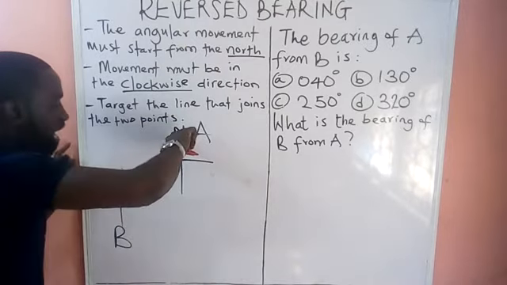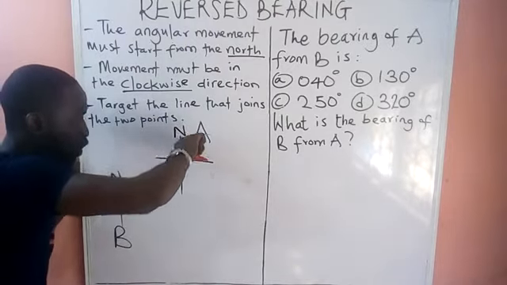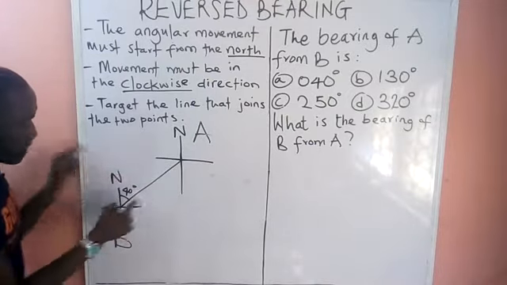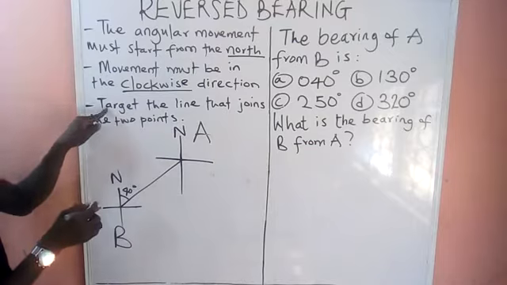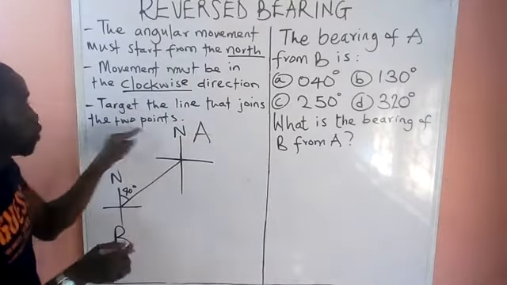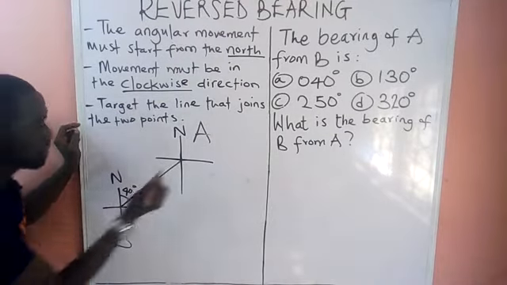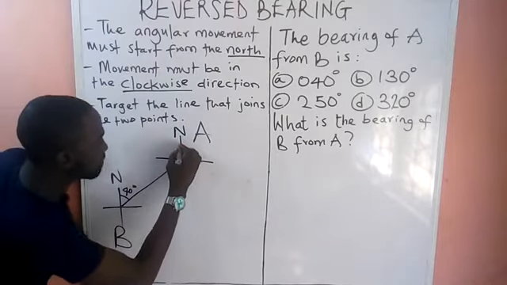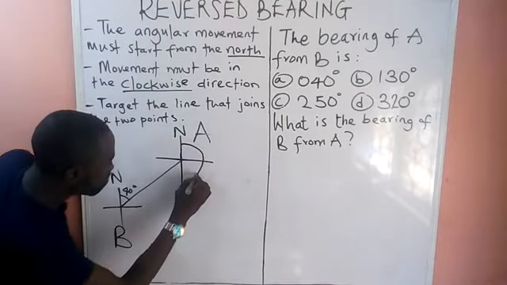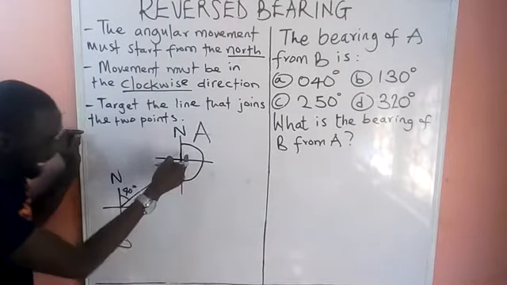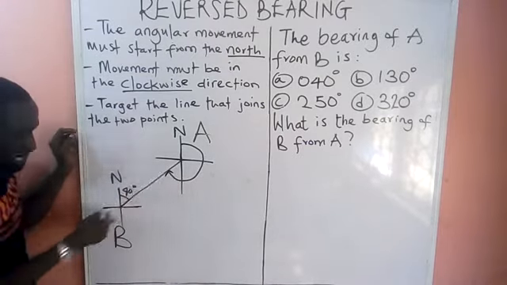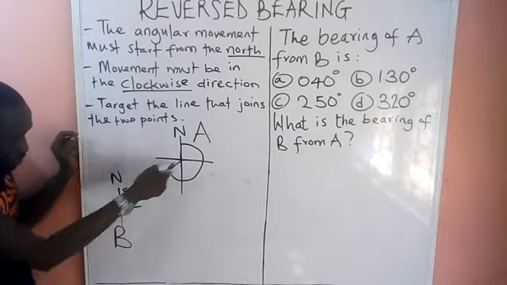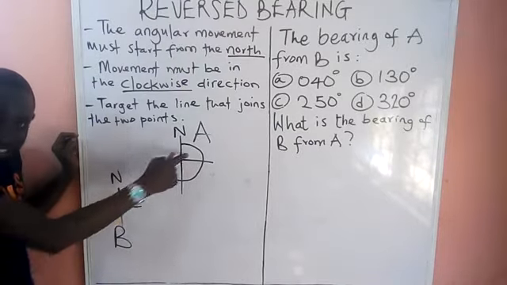Okay. Move in the clockwise direction. Until you get to the line that joins the 2 together, you now stop there. That's why we say we should target the line that joins the 2 points. So this is point A, this is point B. So I'll start from the north. I'll move in this direction. Okay, move. When I get to the line that joins them together, that's our target. I will stop here. Are you with me now? The line that joins them together is our target. So we'll stop on that line that joins the 2 together.